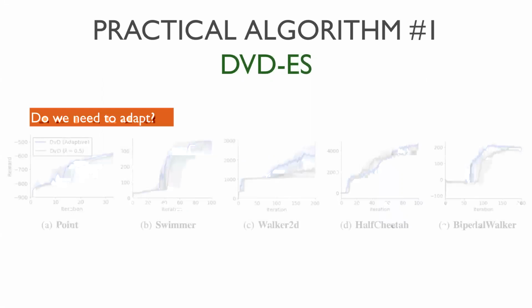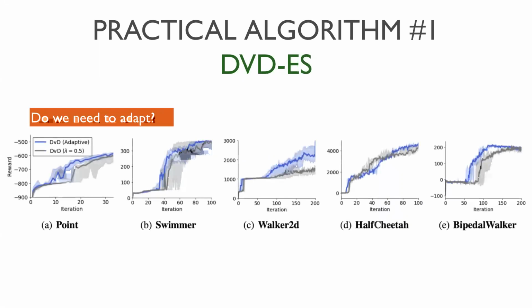Okay, so do we need to adapt? That's the question. Do we need lambda to be adaptive? So here we have some evaluations, some studies on our algorithm with a fixed lambda of 0.5 versus the adaptive version of it. And you see that being adaptive does help. So at some point you do want to turn off the diversity or turn it up.